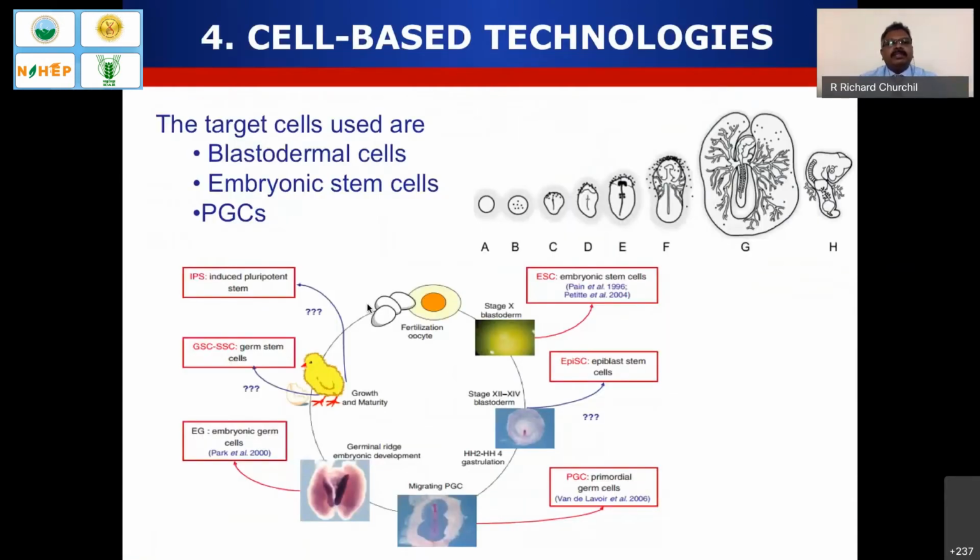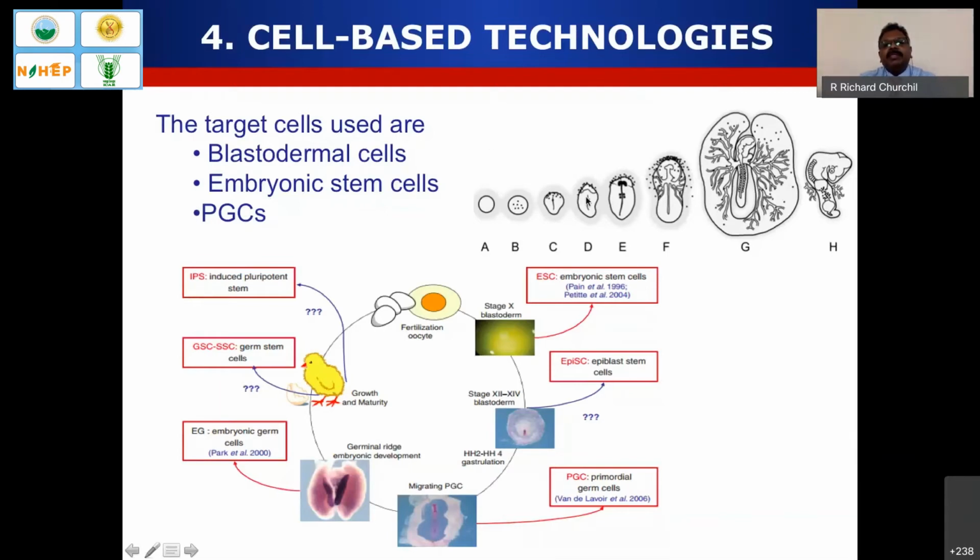Now the fourth method is cell-based technology. Here, three types of cells are used. One is blastodermal cells, the others are embryonic stem cells and primordial germ cells. The blastodermal cells arise at an early stage of embryonic growth during stage 10, around 1.5 days of incubation. And at around stage 12 to 14, that is around 2 days of incubation, the embryonic stem cells are there, and primordial germ cells are also arising.